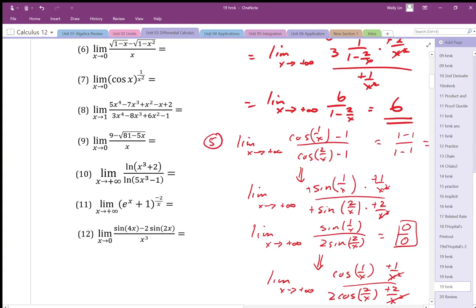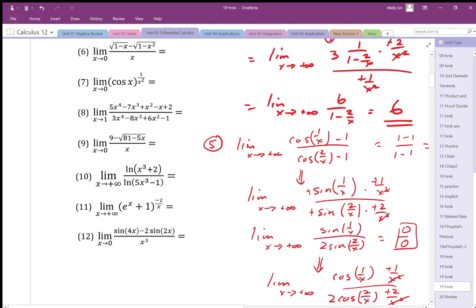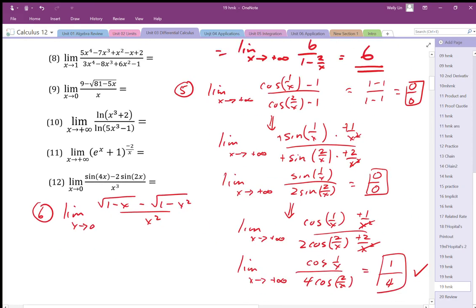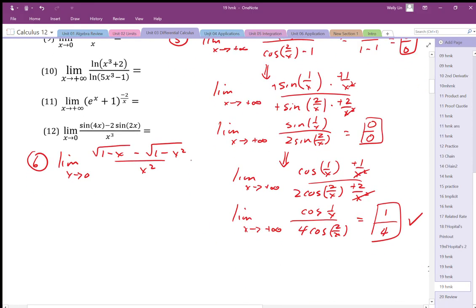For the last one here, it looks like this, number 6. I'm going to do it over here. Limit as x goes to 0 of square root 1 minus x, minus square root 1 minus x squared, over x squared. Okay, I plug in my 0, I end up with 1 minus 1 over 0, so 0 over 0. There's my condition. Okay, just separate this work out. Apply L'Hopital's.